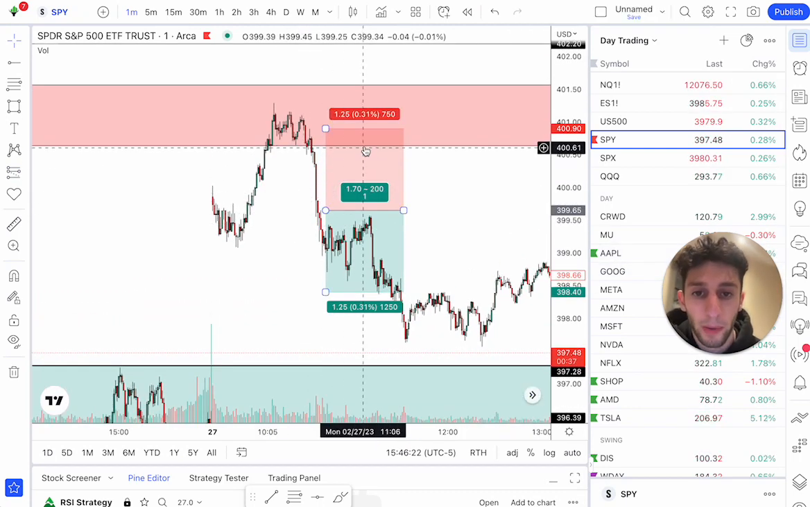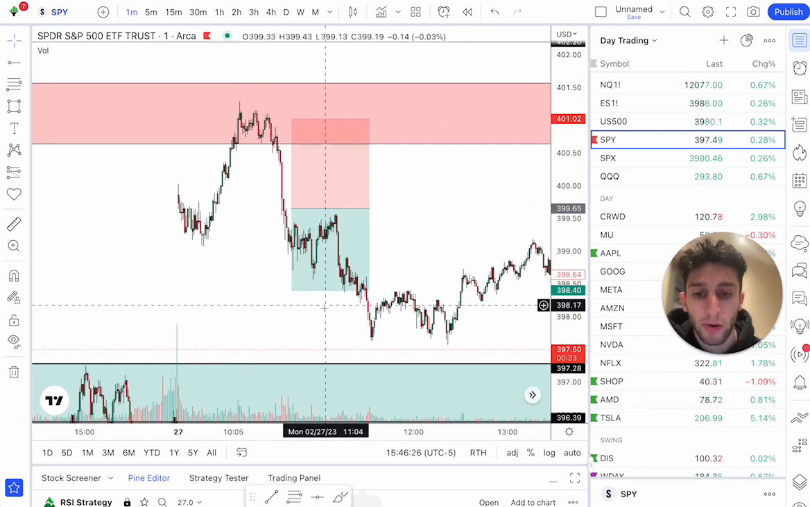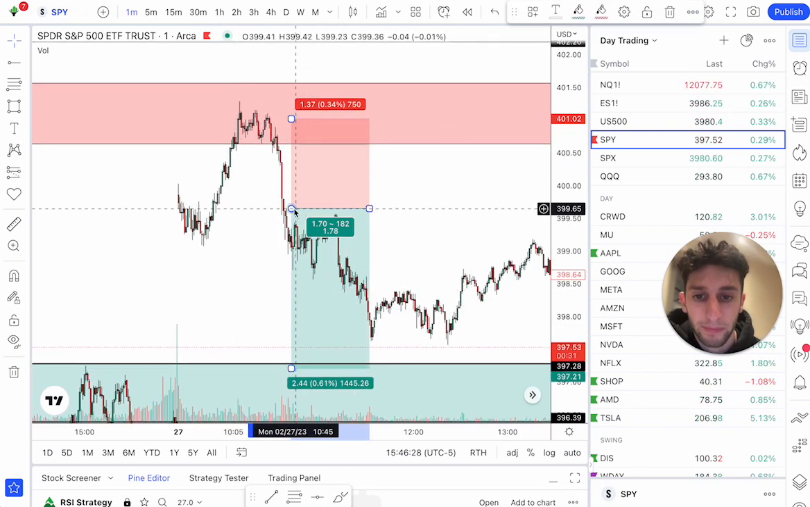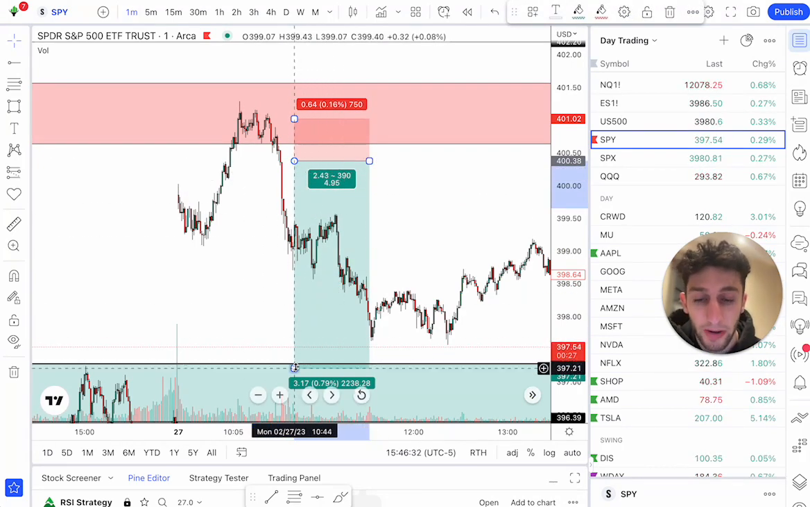I can wait for a pullback up to the supply, right? Put my stop right above here, and then target all the way down here, just like this. That's about a 5R trade, a very, very good trade.